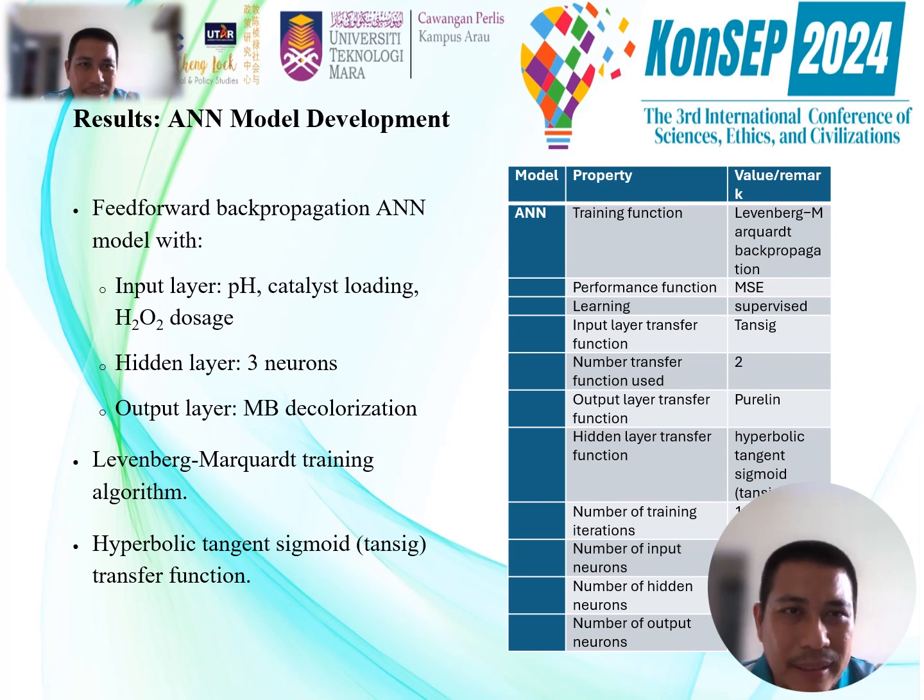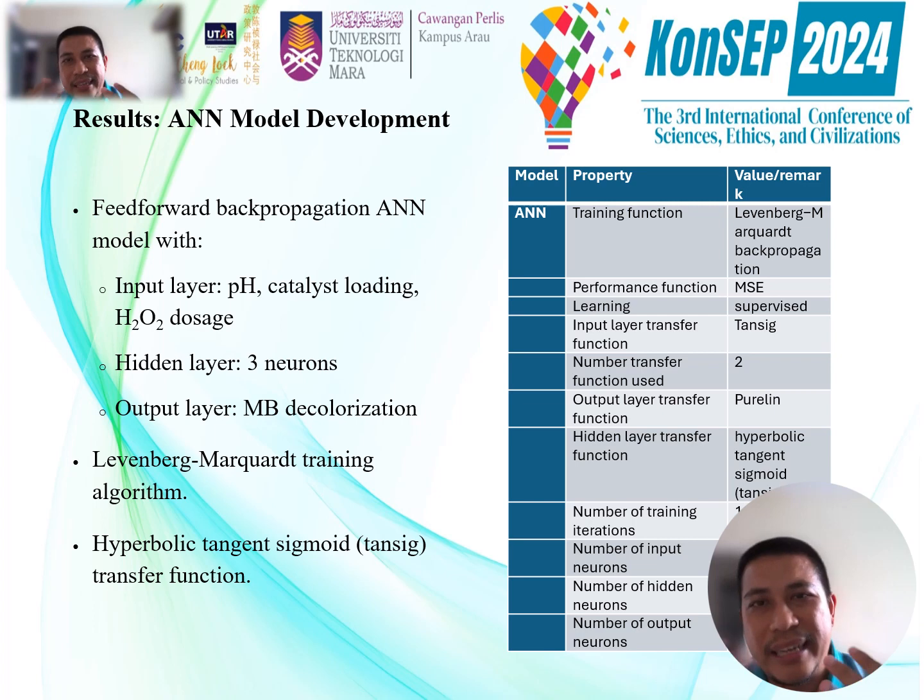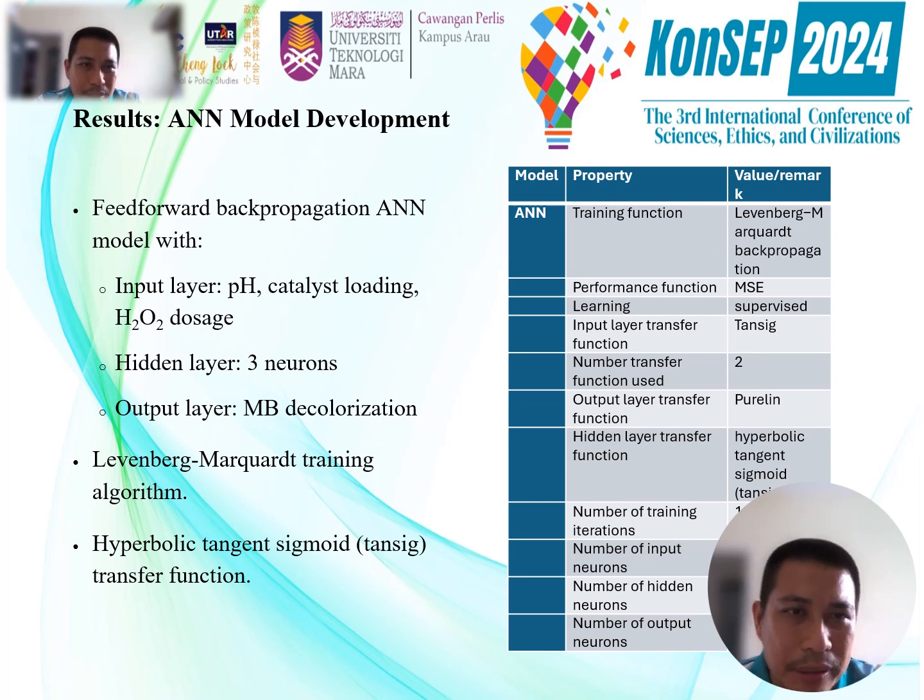Ladies and gentlemen, moving on to the artificial neural network model element. After collecting the data, we use the feed-forward backpropagation artificial neural network model with the incorporation of input layers of initial pH, catalyst loading, and hydrogen peroxide dosage. We developed the ANN model to predict accurately the methylene blue decolorization by varying the hidden layer neurons, with the output layer of methylene blue decolorization.